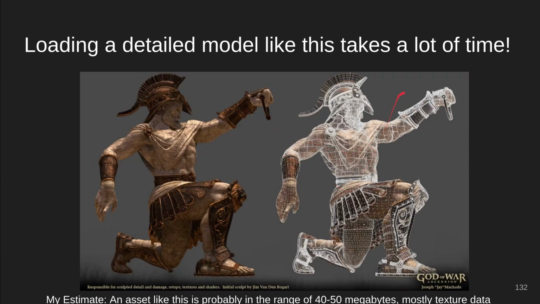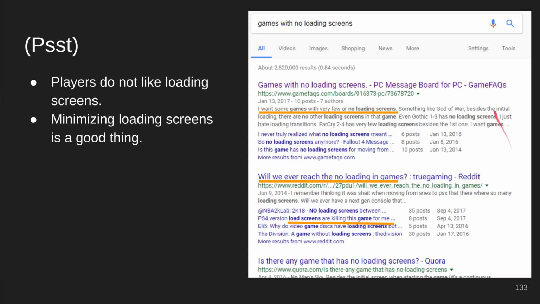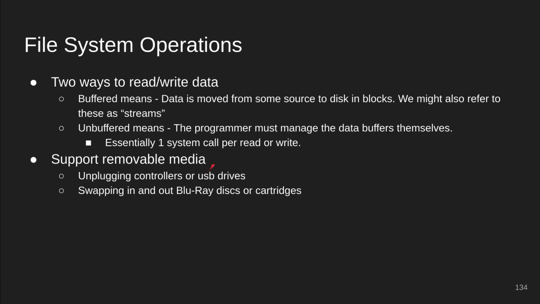textures, mostly texture data. Okay, and people don't like loading screens. They don't want to wait a long time. So how do we minimize this? There's two ways that we can work with our file system to sort of minimize this.